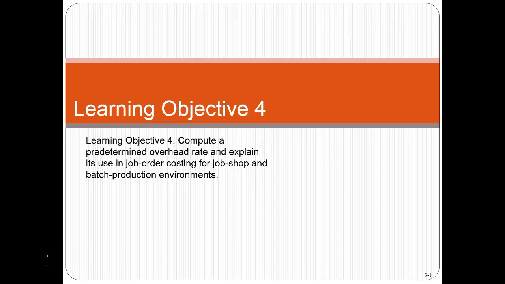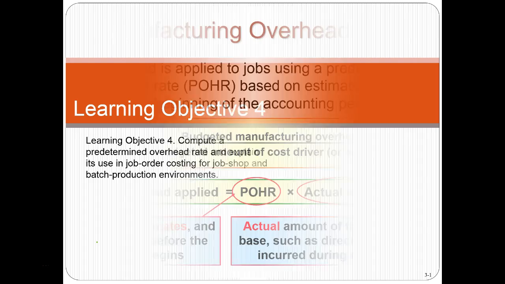Hello, it's Bob Steele. In this video, we will continue on Chapter 3, Learning Objective 4, which is to compute a predetermined overhead rate and explain its use in job order costing for job shop and batch production environments.